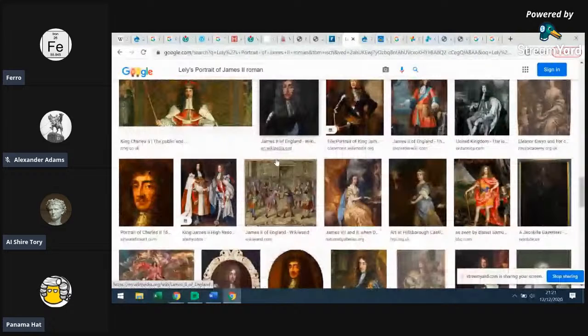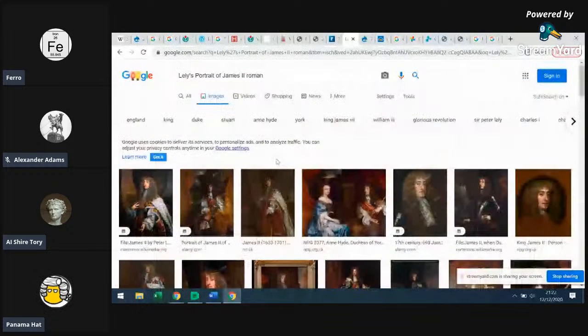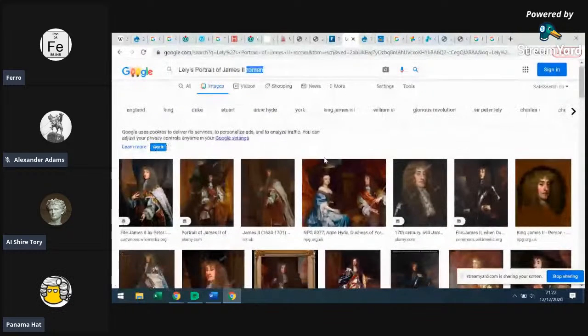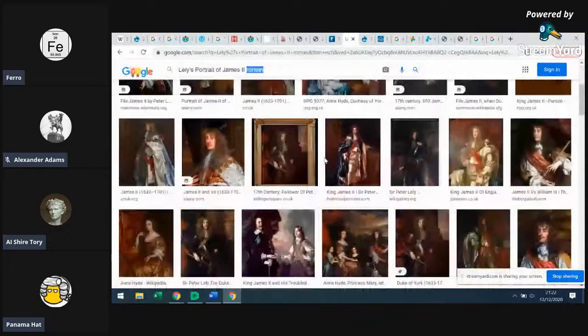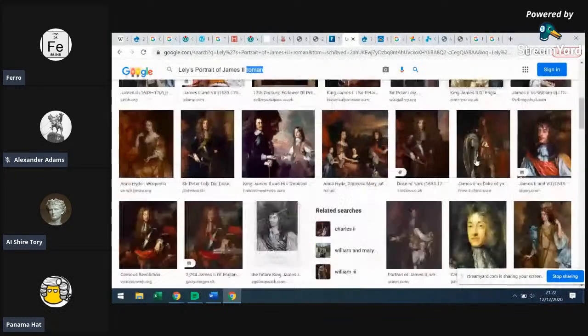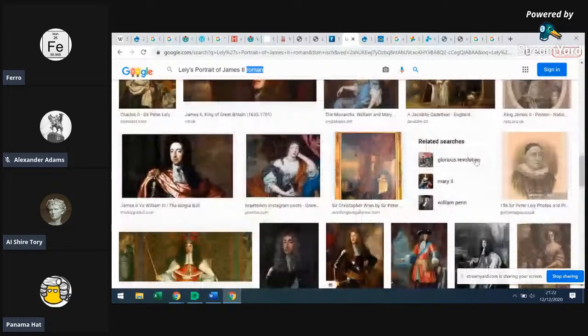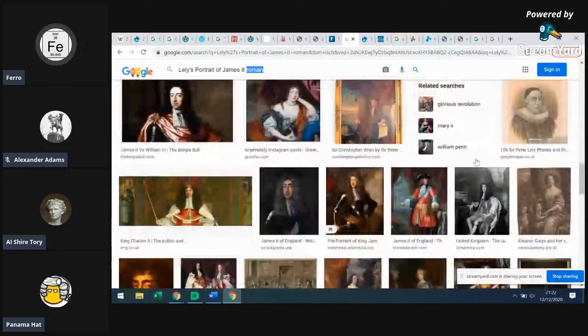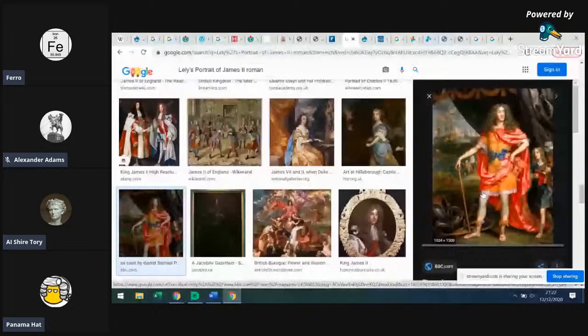No. Oh, there it is. On the right. It's on the second row down on the right. This one? No. Well, I'm not sure where it's gone now. Oh, yes. Okay. Here we go. Yeah, that's the one.